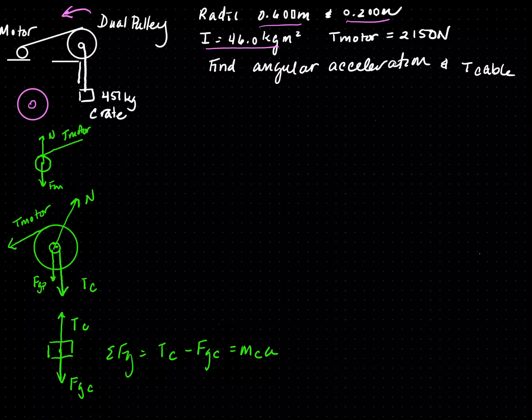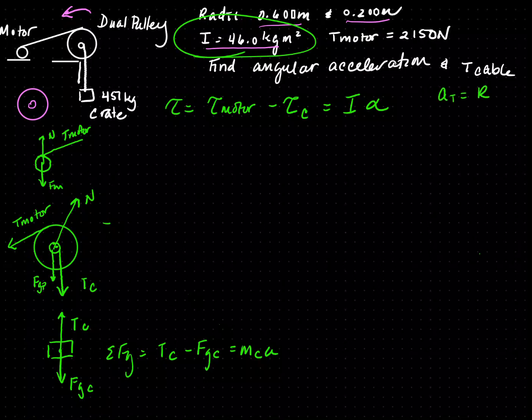My pulley equation is going to be a torque equation. There are only two torques present. Now I'm going to write the torque equation for the dual pulley. So the torque is going to be the torque of the motor minus the torque of the crate. This is equal to I alpha. We don't need to substitute in for I because they gave you I as a value. But we also know a tangential is equal to R alpha.